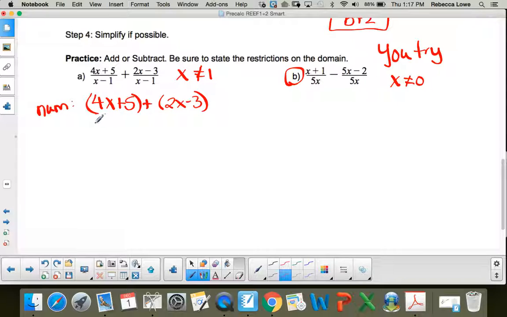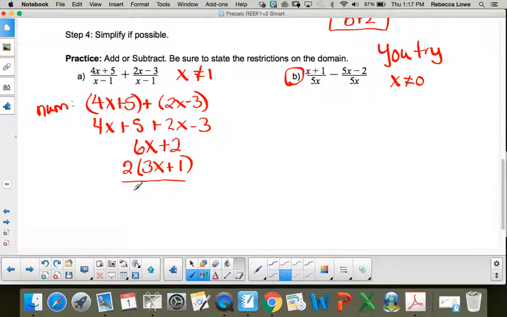Now when I distribute in a positive, it doesn't change the signs, but it's still good practice. So again, I'm just working the numerator. I'm simplifying the numerator, and I get 6x plus 2. Now this does have a common factor. So I do want to factor the numerator because it might happen to cancel with something in the denominator. So there is the numerator factor. I bring back in the denominator. Notice that there is no common factor, but I should leave it in factored form. So there is your final sum of those two.